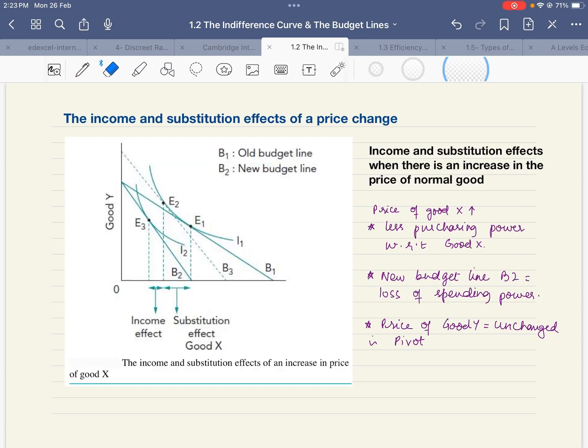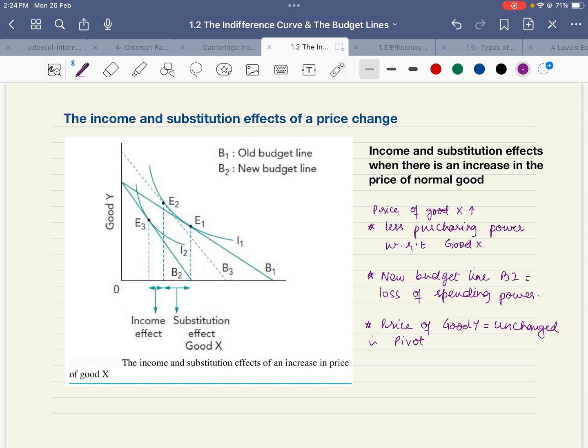Income effects and substitution effects when there is an increase in the price of a normal good, which in this case is X. We can see that the price of good X has increased, because of which the budget line has shifted inwards. Why? Because initially the consumer was able to purchase this amount of good X, but now they have to purchase less good X because of the increase in its price. Therefore, we can safely say that their purchasing power with regards to good X has come down.